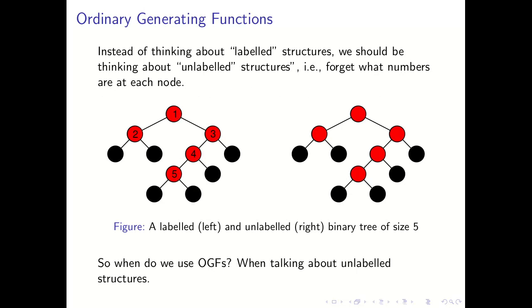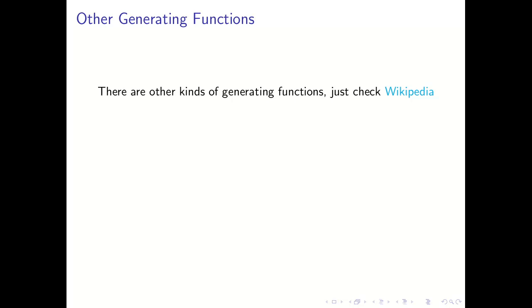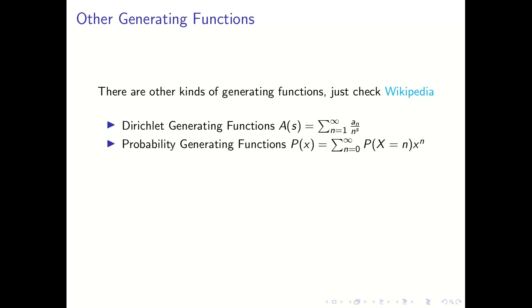There are other kinds of generating function. I'm not going to say pretty much anything about them. You can look at Wikipedia for a list. There's Dirichlet generating functions. These are like zeta functions. These are quite useful in number theory. You get probability generating functions, where the coefficient is the probability that a random variable is equal to n. This assumes that the random variable has natural values. There's bivariate generating functions. There's so many of them. Laurent series, Bell series, etc.